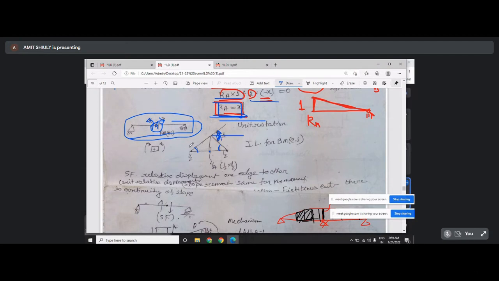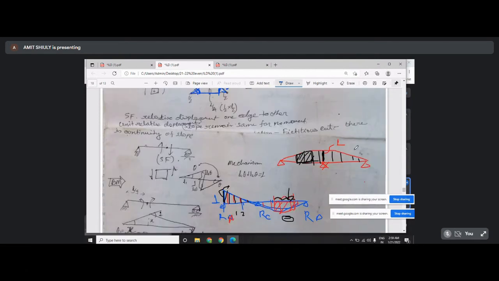This angle is the same as this angle, and this angle is the same as this angle. So this angle and this angle is 1. If it is a midpoint, this will be half, this will be half. So this is actually your influence line diagram of moment at C.